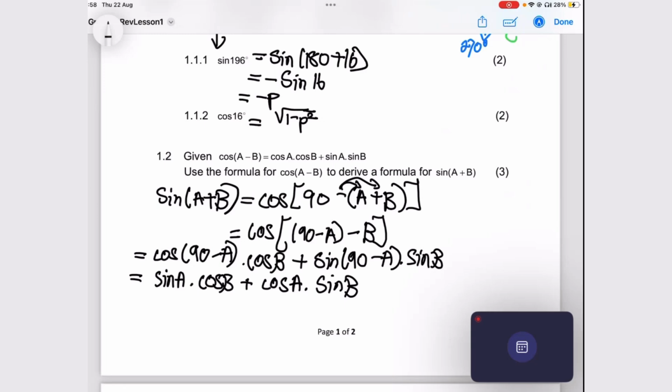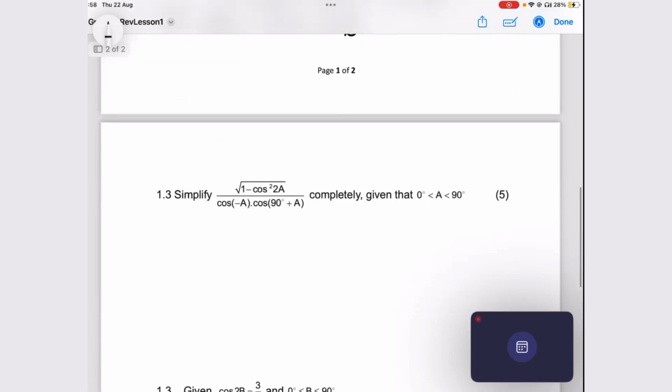Okay. What we're going to do next is 1.3, where they give you the square root of 1 minus cos squared 2a, over cos of negative a times cos of 90 plus a, which you need to simplify completely, and a is between 0 and 90. So let's leave what we have at the top the way it is at the moment, and then deal with the bottom.